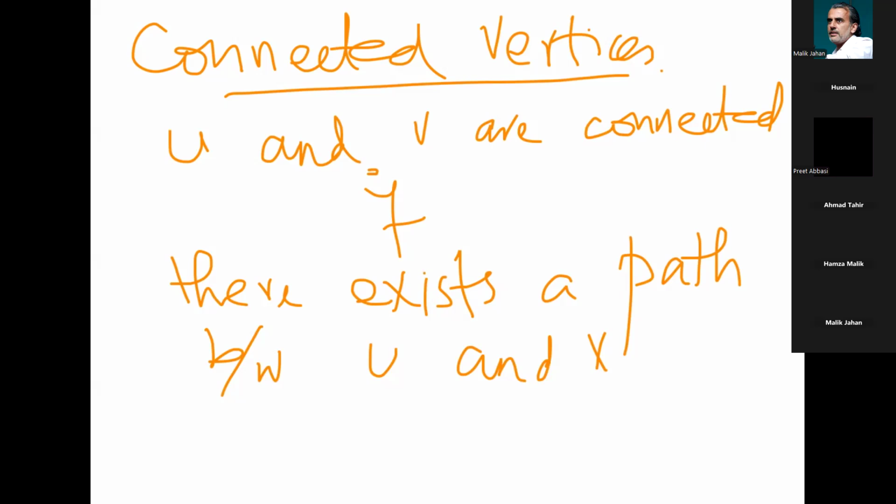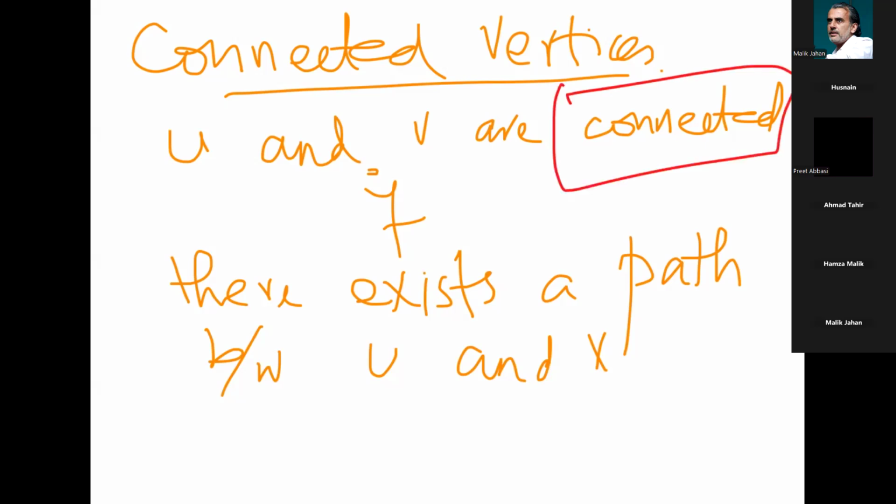From a path, if we remove one edge, the path will break down. From a walk, if we remove an edge, it's not guaranteed that the walk will break down because it might be part of some repetition, right? But in a path, we have unique possibilities. So two endpoints are connected if there is a path. So does this make sense? What do we mean by the notion of connected vertices?